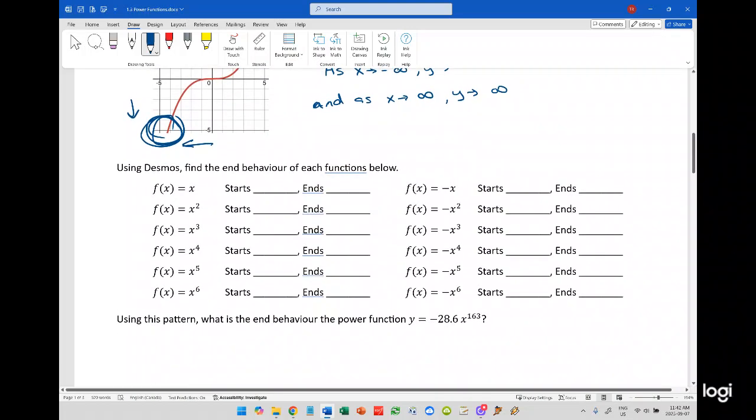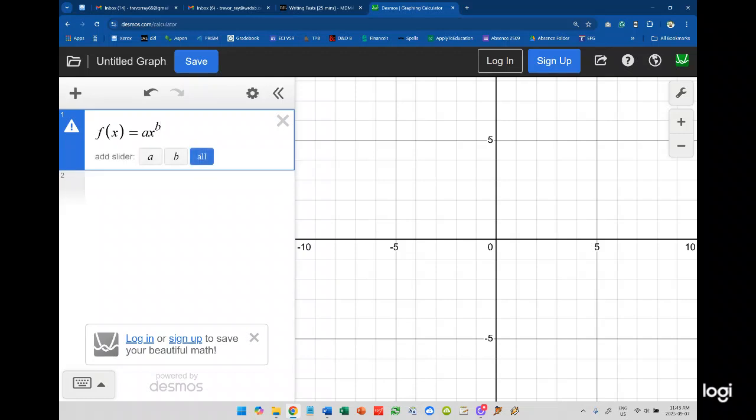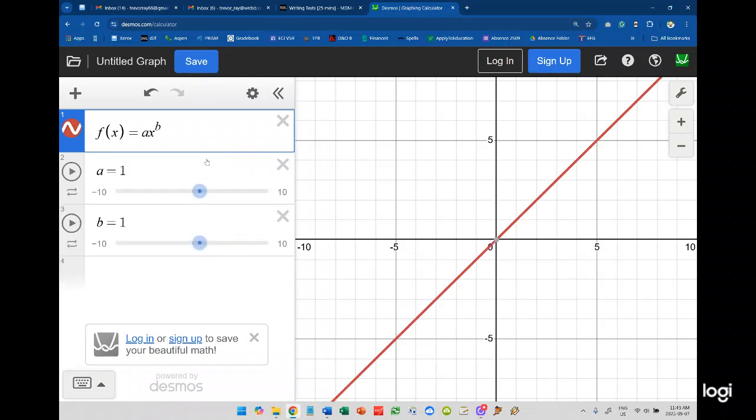I'll let you fill in this table on your own after, but I'm going to jump over to Desmos for a second, and we're going to see what happens over there. In Desmos, I'm going to punch in a generic power function, ax to the exponent b. There's our general form, and you'll notice that it asks me if I want to add these sliders. I'll say, sure I do. By default, it gives me a equals 1 and b equals 1.